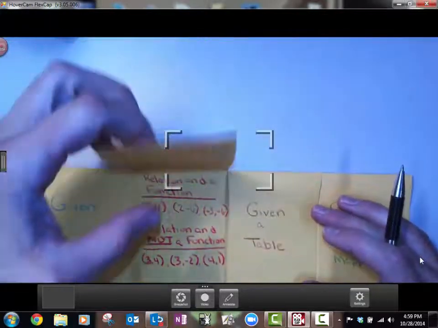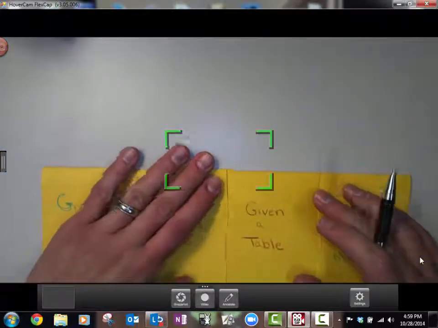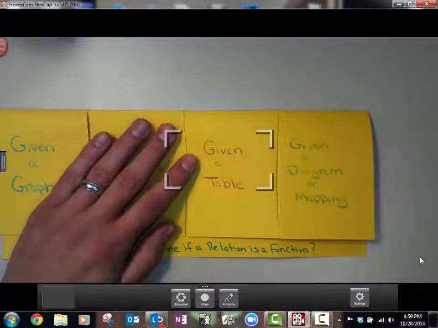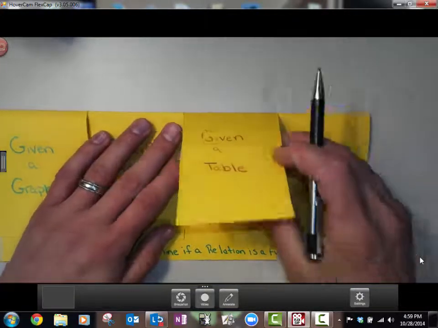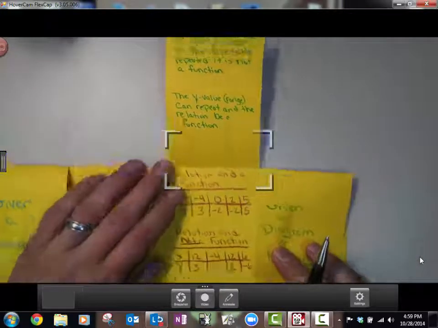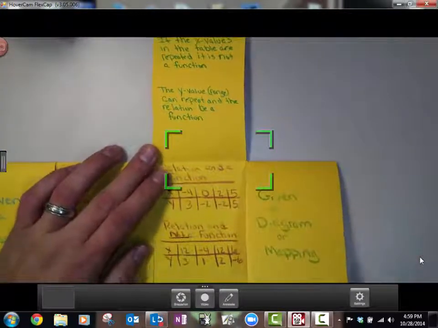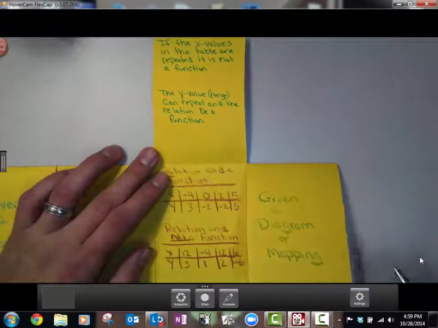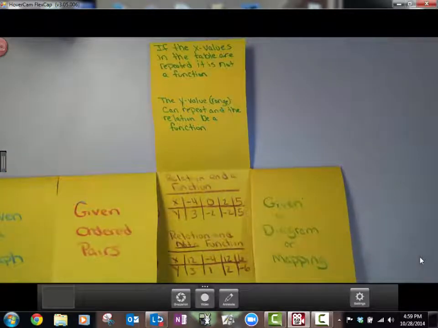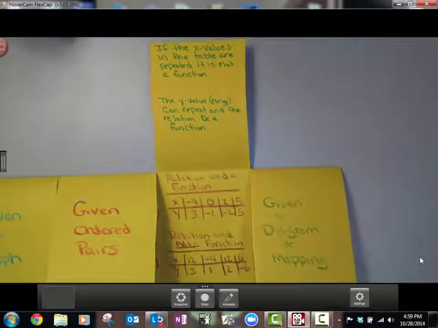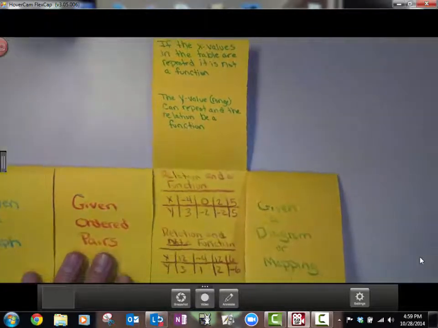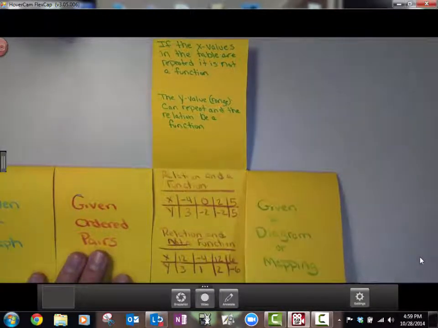All right, the next thing I want you to look at is given a table. Well, if I have a table, it's the same. You'll find the function rule stays pretty much the same. If the x values in the table are repeated, it's not a function. In other words, all this really is, is just a different look to saying the same thing. You hear me say all the time, process never changes, only the look. Well, here we are again.